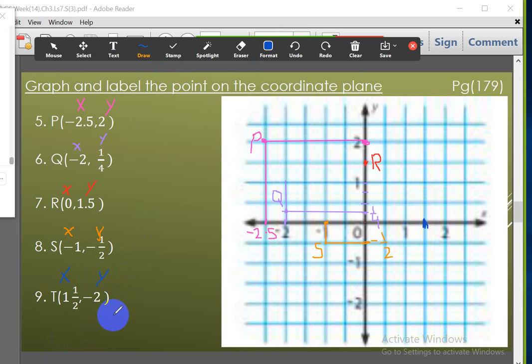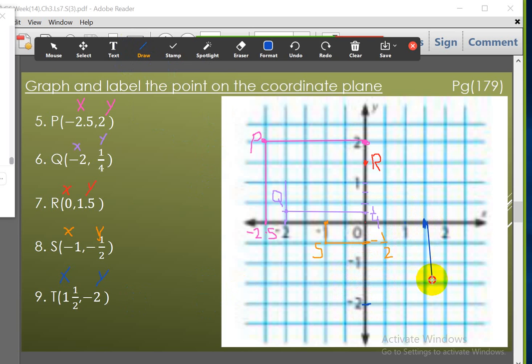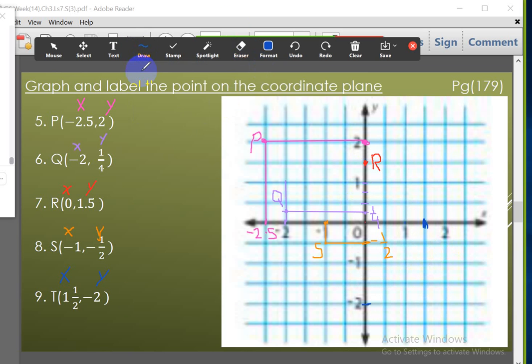Now y is -2. -2 is a negative number, that means it will be down. Count -1, -2. This is y for this point. Now, take a vertical line from the x coordinate. Okay, I will draw it again. And horizontal line from the y coordinate, so they will cross on the point T. Okay, this is the point T.